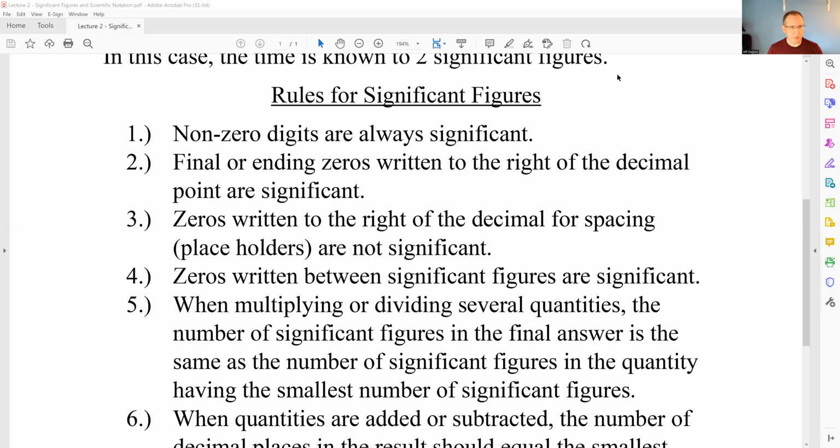Okay, so continuing with the rules. Rule number 3 is that zeros written to the right of the decimal point for spacing, if they're just used as placeholders, are not significant. So if they're right after the decimal point, they will not be significant. I'll give you an example in a second. And then number 4, zeros written between significant figures are always significant. Again, let me jump back to the iPad and give you some examples of these.